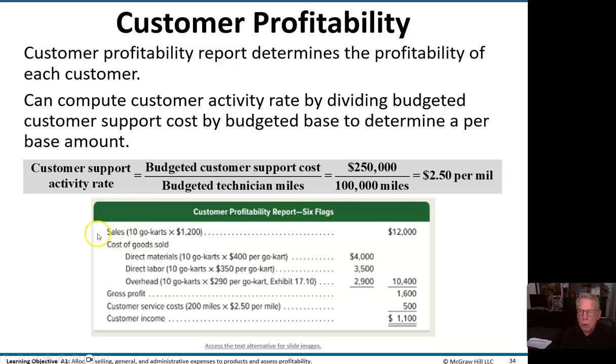And so here's our sales of 10 go-karts at $1,200 here. And our cost of goods sold, direct material, direct labor, and overhead. And now our gross profit is $1,600. Our customer service is going to be the amount we just calculated here at $2.50 per 200 miles, or $500. So the customer income for Six Flags here is $1,100.